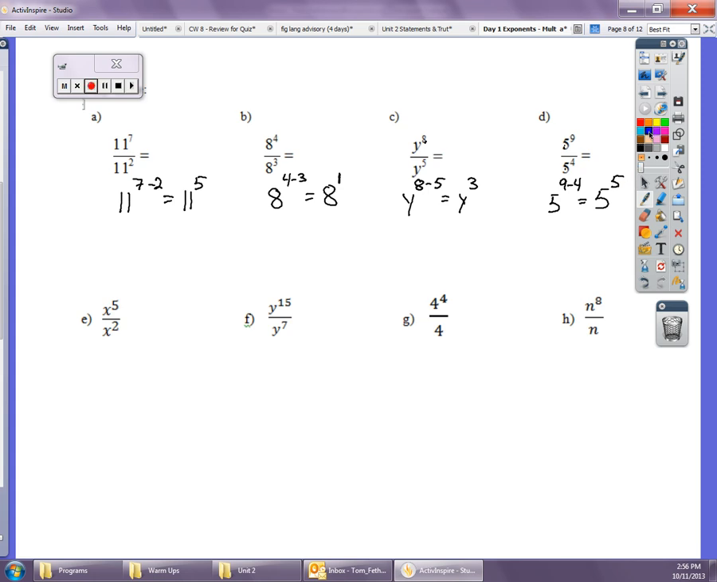And now we can do the same thing for these ones. So we have x, same base, we have 5 minus 2, x to the third. With our y's, we have the same base, so we have 15 minus 7, y to the eighth. Same base, but once again, we have 4 to the fourth, and now I can just say this is 4 to the first power, because there's one 4 there. So we have the same base of 4, so I can do 4 minus 1. 4 minus 1 is 3. And with h, we have the same base, so we can subtract these, and 8 minus 1 is 7. So that's our property of dividing exponents with like bases.